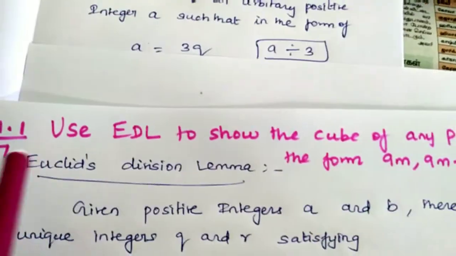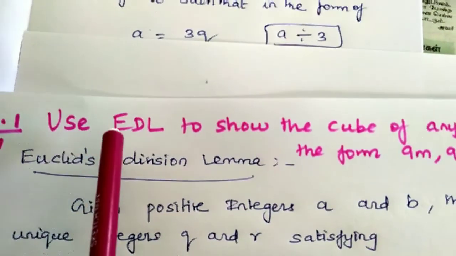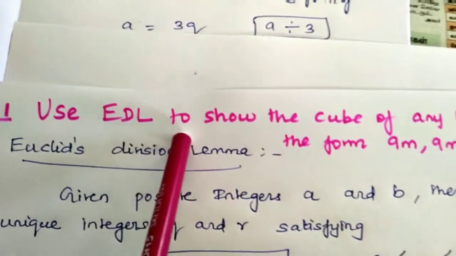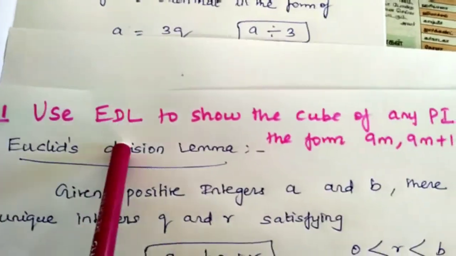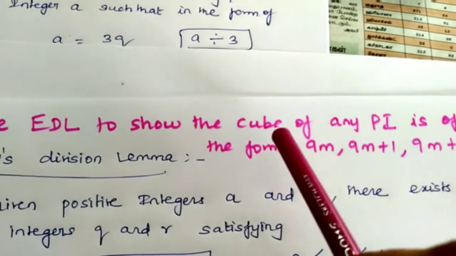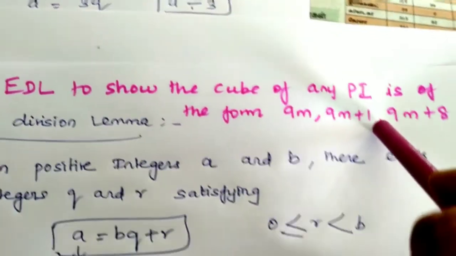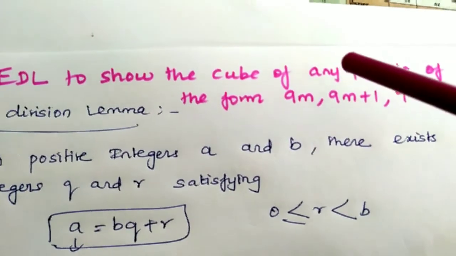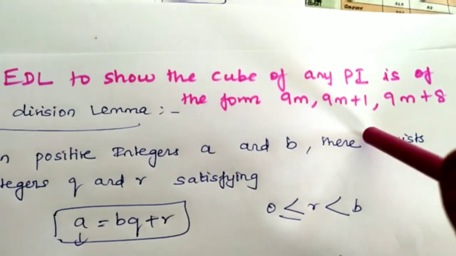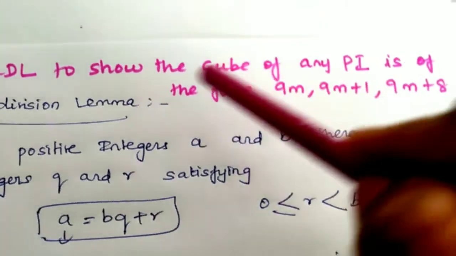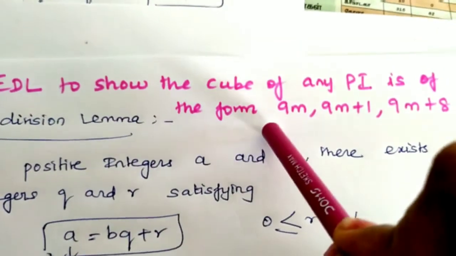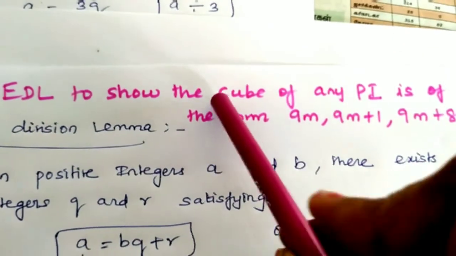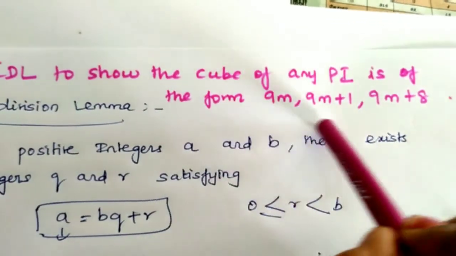Okay. What do we have to do? We have to use only Euclid's division lemma. Using this theorem, Euclid's division lemma, try to prove the statement about the cube of any positive number. Let us consider number 2. Its cube will be 8. If you consider number 3, its cube will be 27. Is it of the form 9m, 9m plus 1, 9m plus 8? I'll give a proper explanation for this question first.